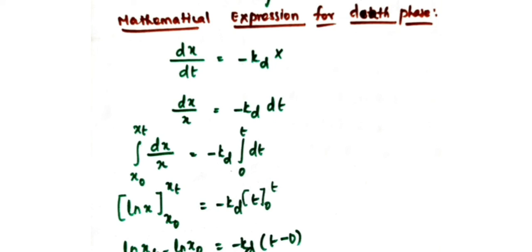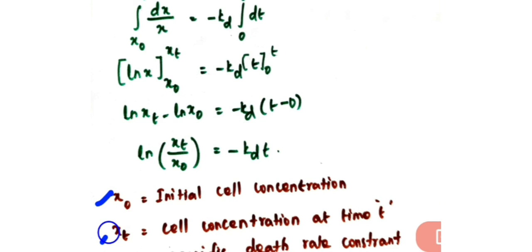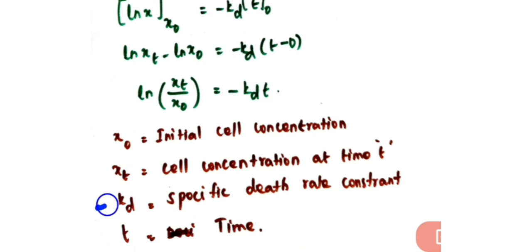So if you integrate 1 by x into dx, you will get ln x. 1 by x into dx is equal to ln x. X naught to xt is equal to minus kd into t, 0 to t. So you will get ln of xt minus ln of x naught is equal to minus kd into t minus 0. You can write this equation as ln of xt divided by x naught is equal to minus kd into t. So here x naught is initial cell concentration and xt is cell concentration at time t, kd is specific death rate constant and t is time.